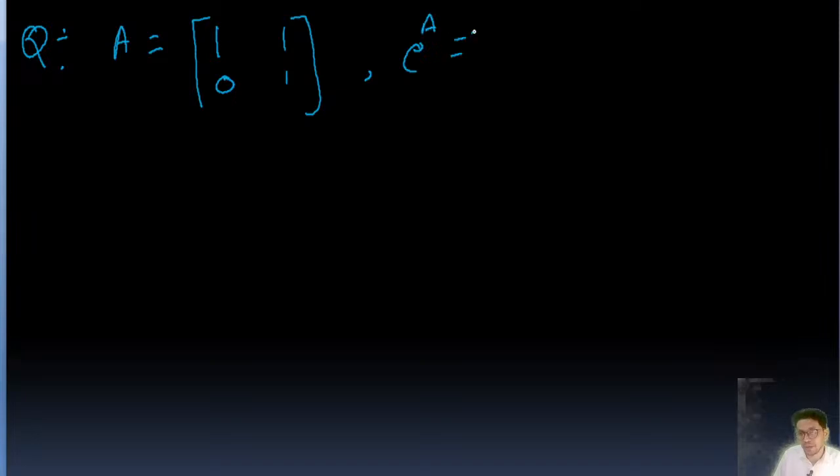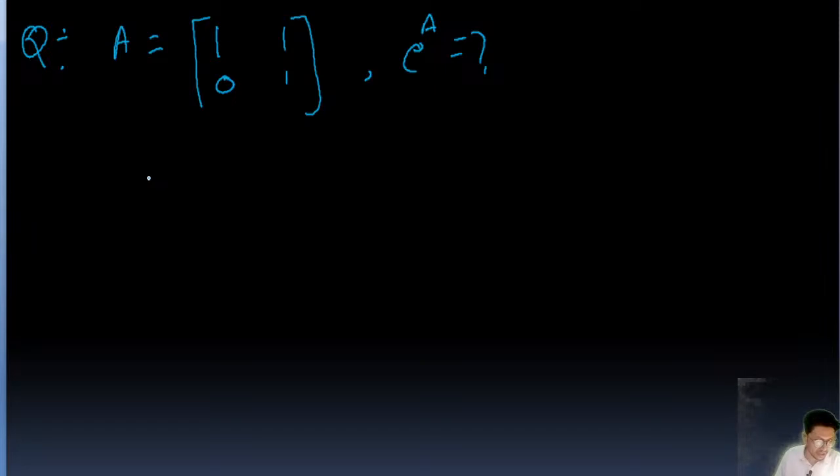Last question, okay, for the matrix. And this is a very good question, guys. A equal to [[1, 1], [0, 1]], okay. And you need to find out e to the power A, okay. So here it's a very good one.